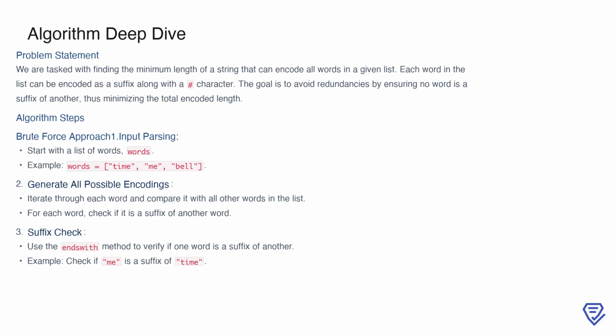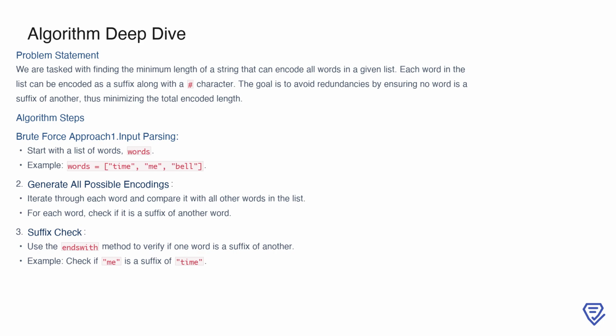The problem we're solving is to find the minimum length of a single string that can encode all the given words, where each word is represented as a suffix followed by the hashtag character. The key challenge is to avoid redundancies, ensuring that no word in the list is a suffix of another, which would otherwise lead to unnecessary duplication in the encoded string.